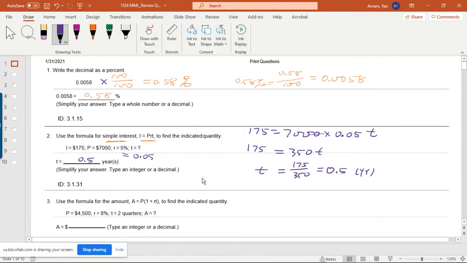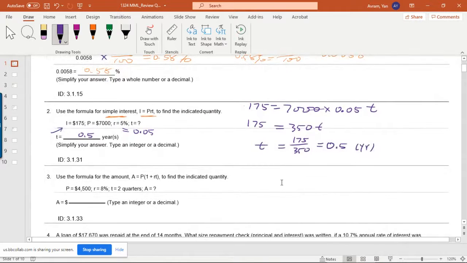Okay, so what does that mean? That means if you deposit $7,000 into a bank that earns a 5% interest rate for half a year, you will get $175 just for the interest alone. So if we give you this formula, it's pretty straightforward. You just plug it in and do the calculation.